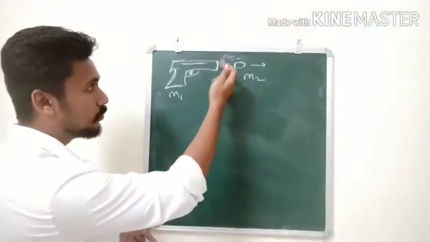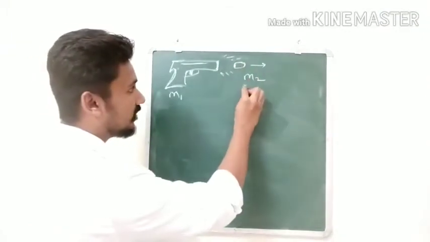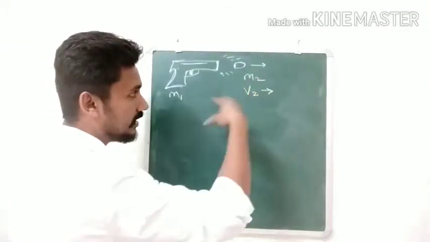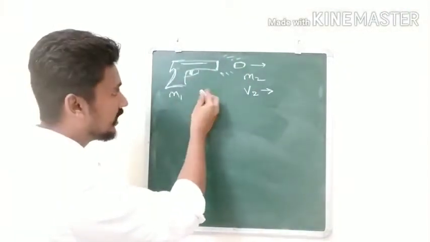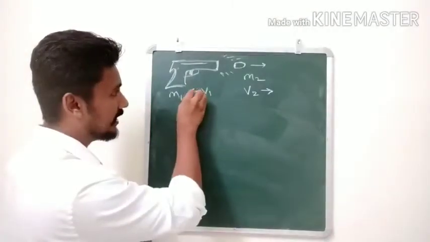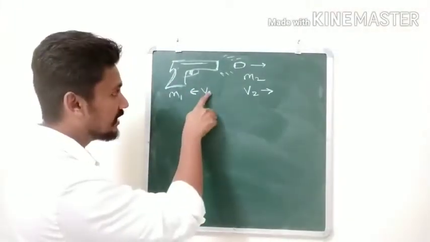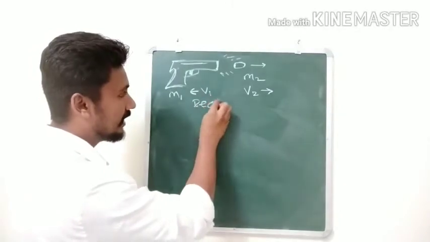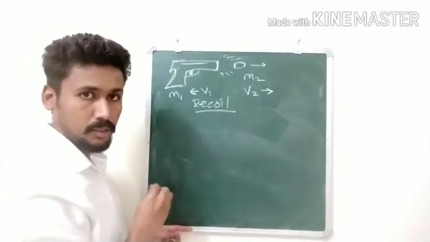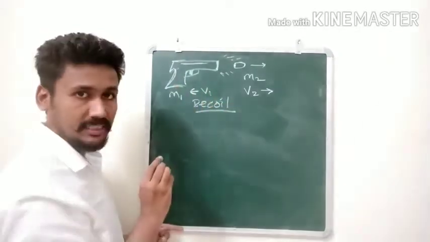So, after the bullet has been fired, this bullet will move with some velocity V2 in the forward direction and our gun will move with some velocity V1 in the backward direction. This velocity we will call our recoil velocity. Okay? So, we want to find out what this V1 is.